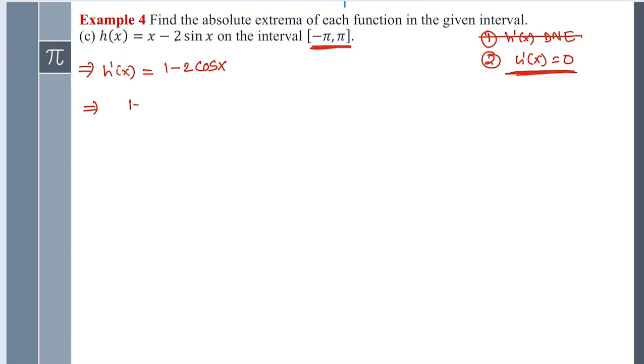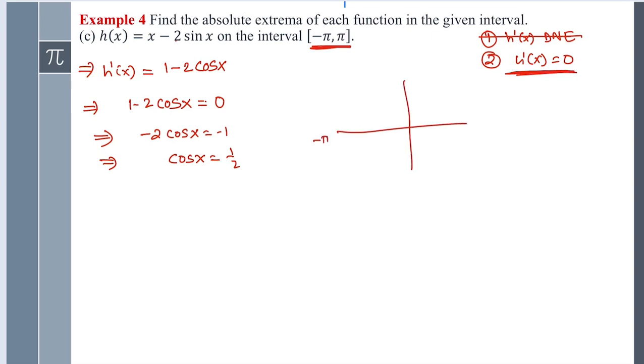Okay, so we'll take the derivative and set it equal to 0, and then solve for x. Subtract 1, so it gives you negative 2 cosine x equals negative 1. Then divide by negative 2 on both sides, so it gives you cosine x equals 1/2. Now we are looking from negative pi to pi, meaning we are making a complete rotation. Cosine x is positive 1/2 in the first quadrant and the fourth quadrant.